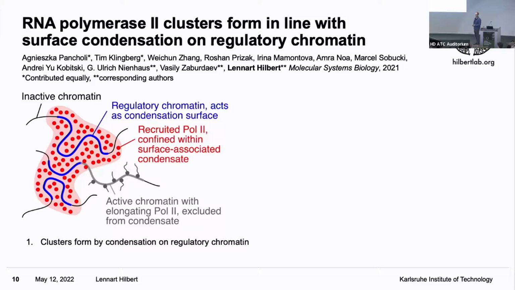It has two rules that make it. The first one is that clusters form by condensation of Pol II and its friends on regulatory chromatin. This is how you get them. The second one is the clusters unfold because regions that contain a lot of elongation activity are excluded from the clusters. There's no way to satisfy this unless you unfold and sort of make these clusters a little bit unshapely.